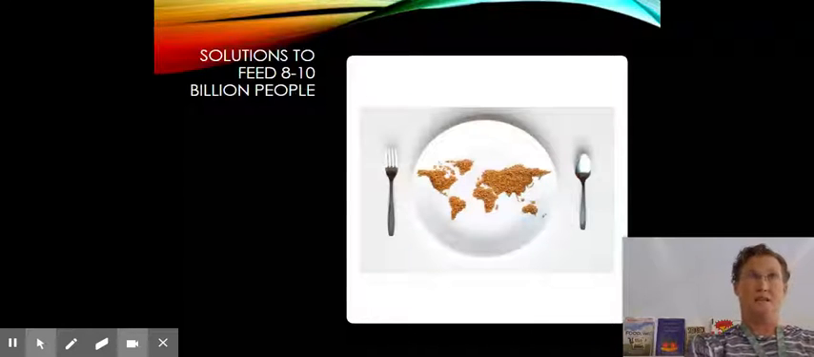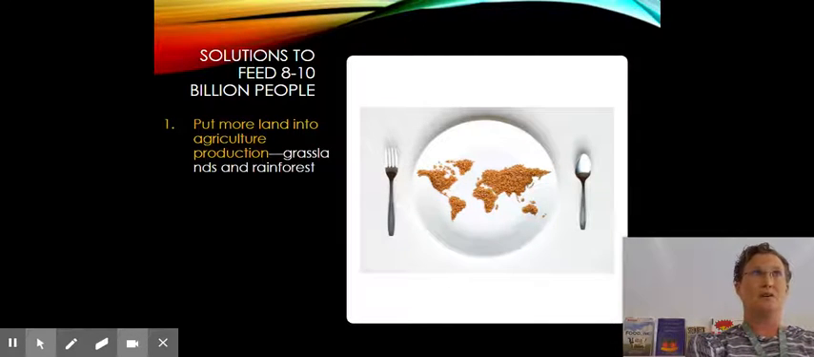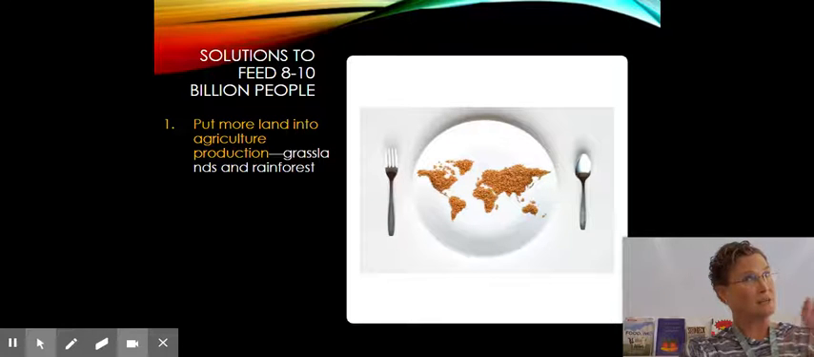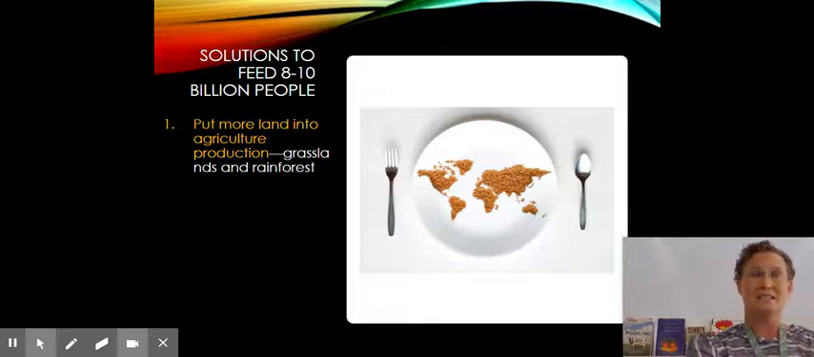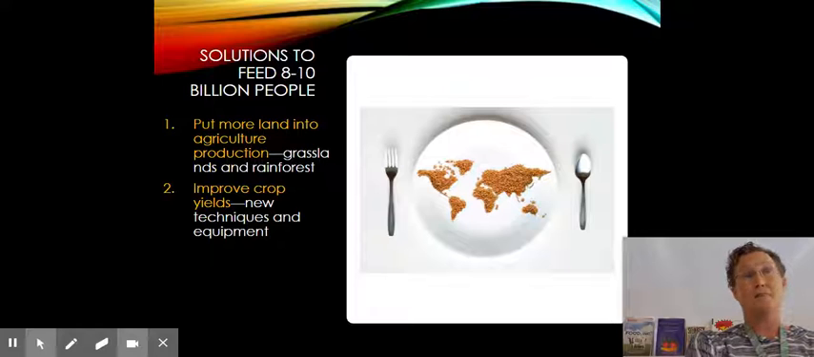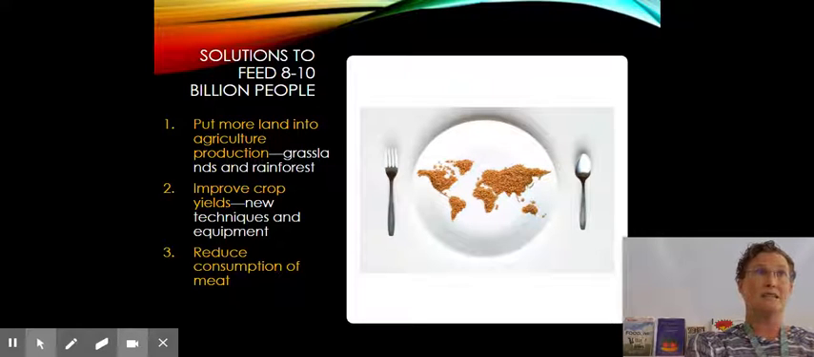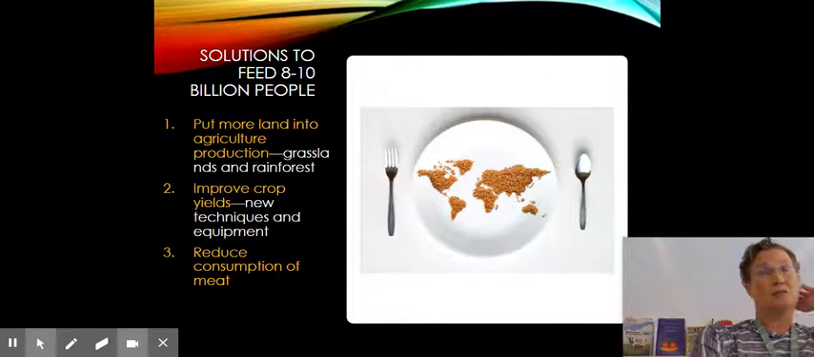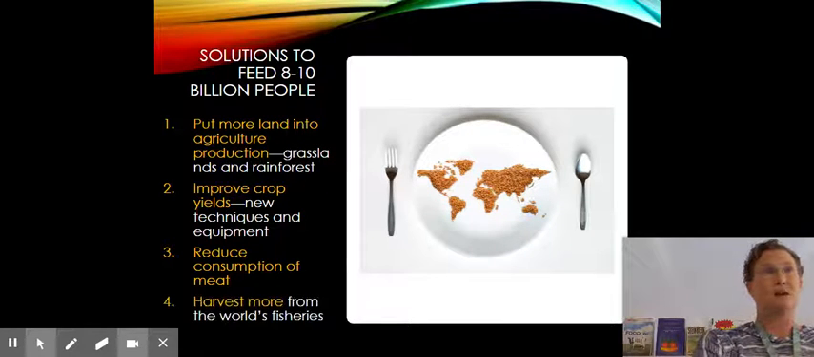So the solutions to feed 8 to 10 billion people are to put more land into agricultural production. So make grasslands and rainforests into places to eat. Now, we're going to hear about why some of these are bad ideas, but that would be one way. We could cut down forests, rainforests, and grow food. We can improve crop yields, new techniques and new equipment, and we could replace consumption of meat. So those are solutions, and we're going to talk a lot more about improving crop yields and the best way to do that. So that's in future chapters.